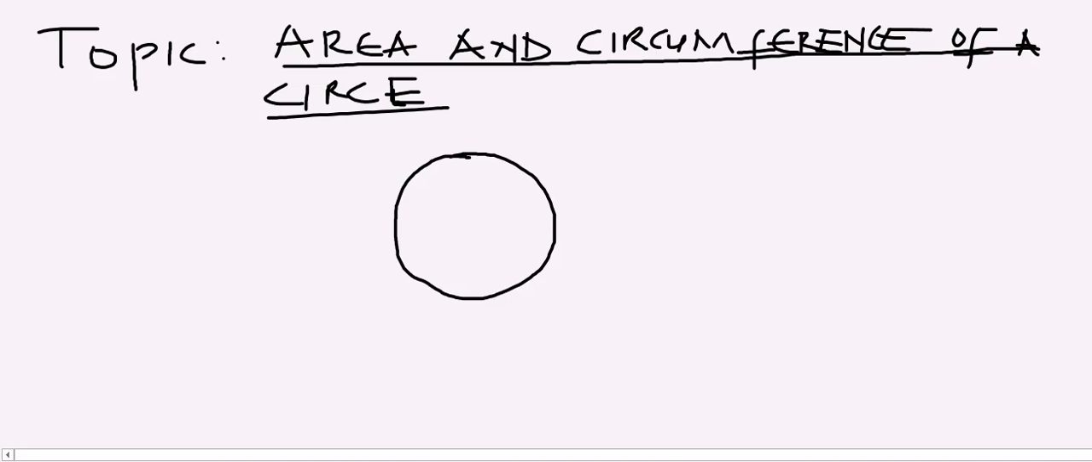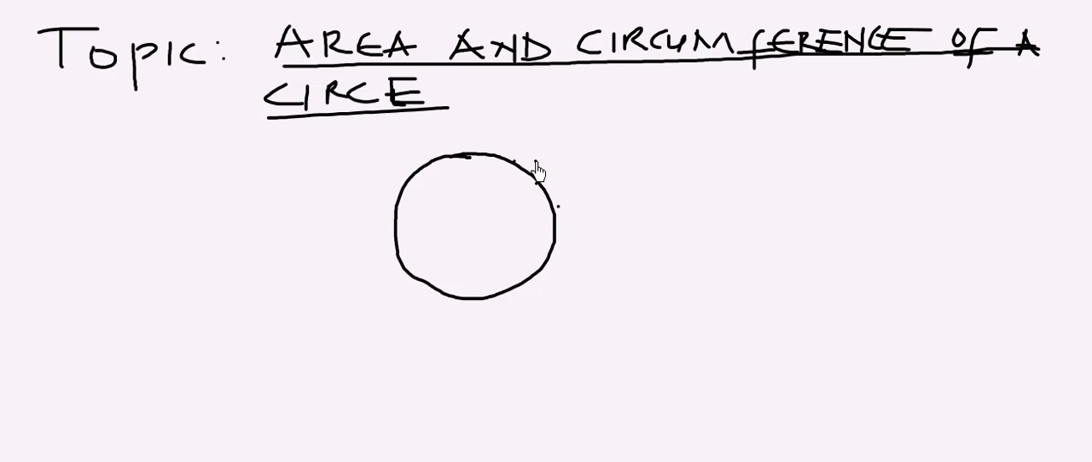We're looking at area and circumference of the circle. I have a circle as shown. This is the rough sketch of a circle, and this outer part of the circle, this part around the circle like this, is the circumference of the circle.